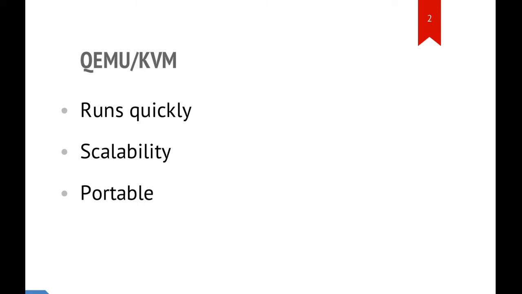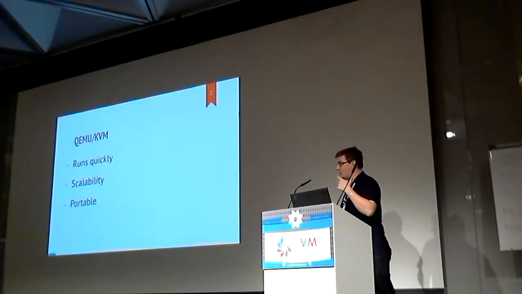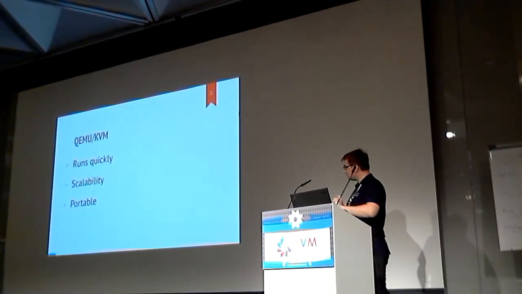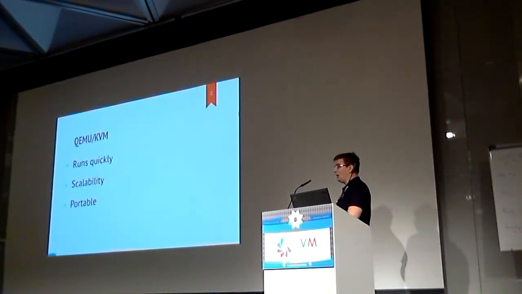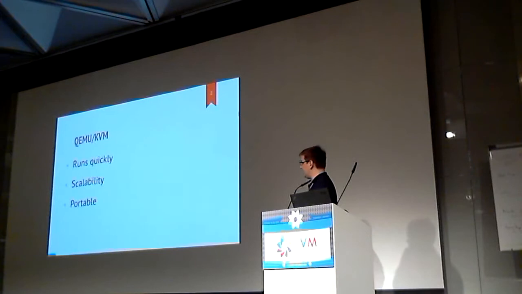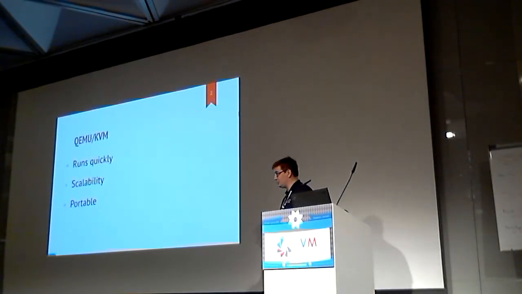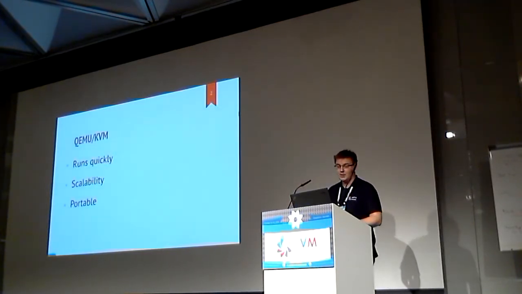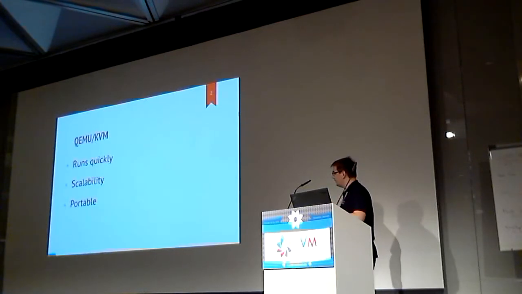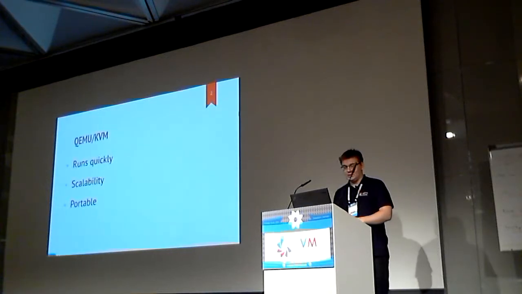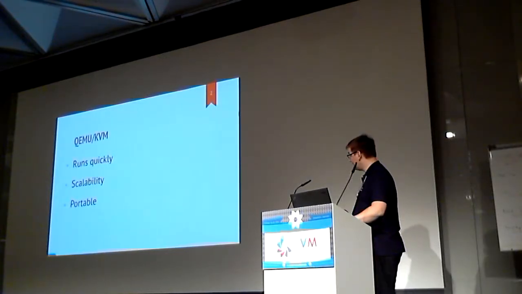So QEMU KVM is really a perfect hypervisor. I mean, it really is a quick emulator, as its name suggests. It runs quickly, and it scales nicely. You can easily run dozens of virtual machines on a single desktop. This is mainly due to lazy memory allocation or kernel same-page merging or whatever. But the point is, you can do that, and it's portable. When I'm developing libvirt, I usually run QEMU on my Raspberry Pi. So it runs everywhere and it runs everything.